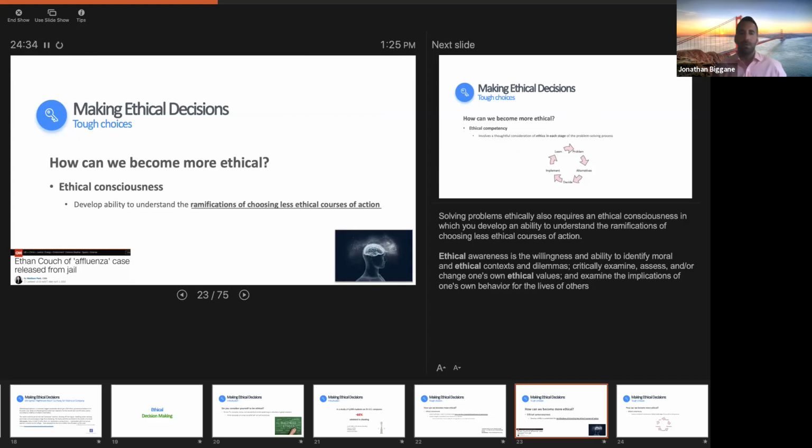Now, you might think, well, I know what happens if I choose less ethical courses of action. Let's look at an extreme case of this. Ethan Couch had gotten drunk, drove, and ended up killing a bunch of his friends. But he famously got out of jail time because he said that his affluent lifestyle had led him to be unable to understand the ramifications of his decisions, that he had grown up so wealthy and so privileged that he couldn't possibly understand the ramifications of driving drunk.